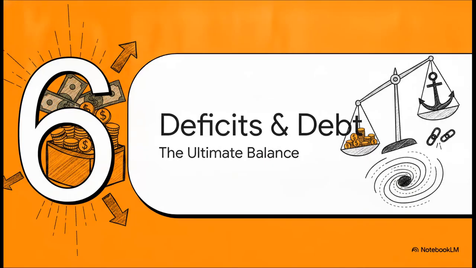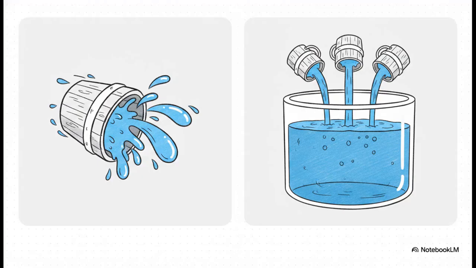Section 6, deficits, debt, and balance. Finally, let's look at the actual consequences of utilizing all this spending power to drive the economy. When you listen to the news, these words are often mixed up, so it is absolutely crucial to separate these two terms, deficit and debt.